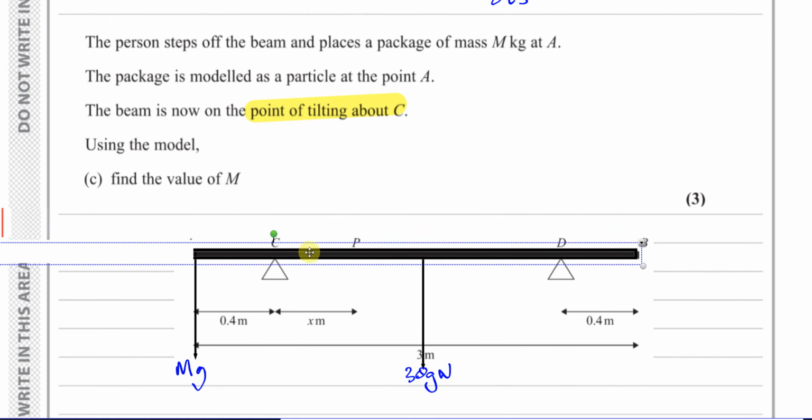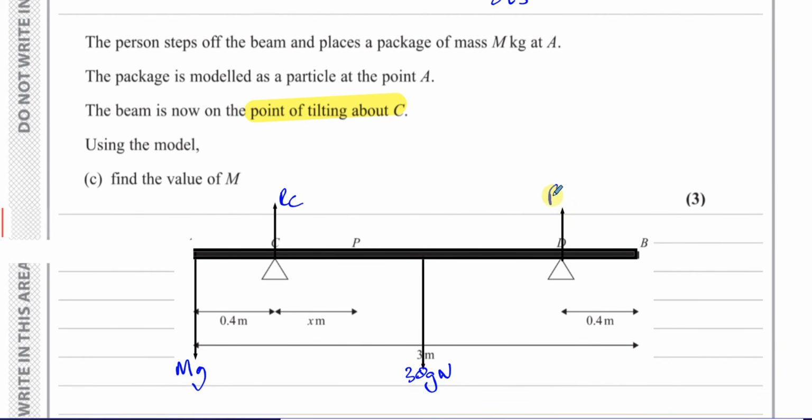So basically, when it's just about to tilt, when it's on the point of tilting about C, the reaction force at D is going to be equal to 0. Only the reaction force at C remains. The whole weight, you could say, is going to be on C, and here it's just about to lift off, so the reaction force on D is equal to 0. That's the key to answering these questions when it says on the point of tilting.